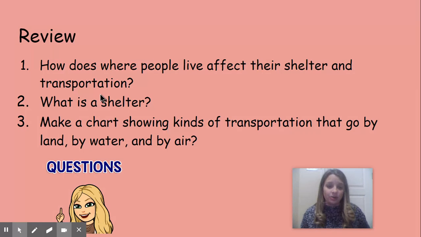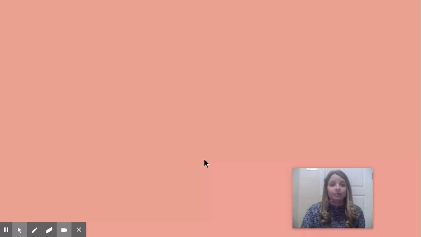So, what is a shelter? Well, a shelter is a home. And then let's make a chart showing kinds of transportation that go by land, by water, and by air. So, a car, bike, and truck, that could be land. A sailboat and ship could be water. And air, they could include airplane or helicopter.